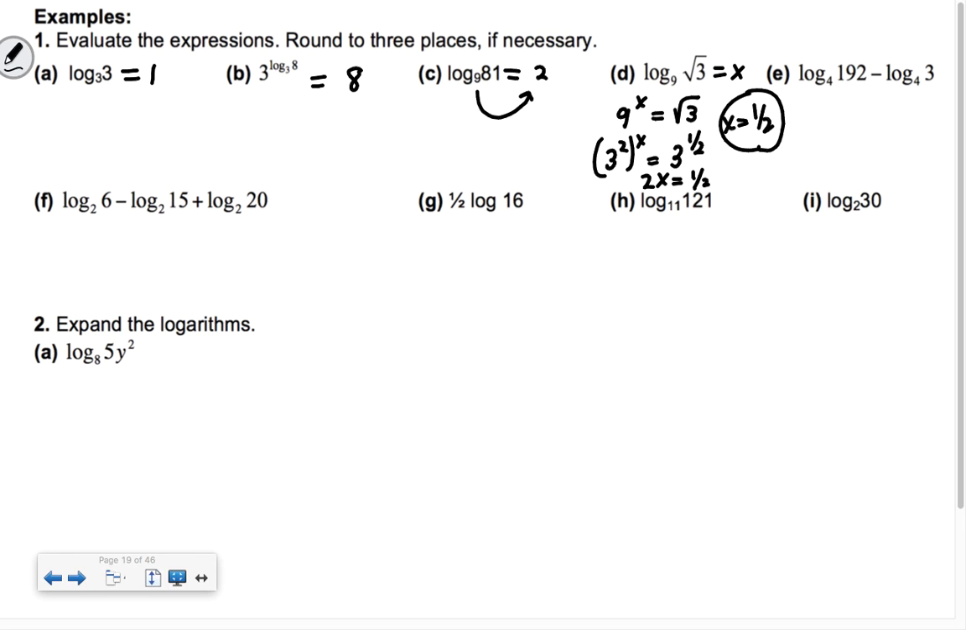All right, so if I have two logarithms with the same base and I have subtraction between them, how do I combine them? With division, right? So it's going to be log base 4 of 192 over 3. Do you guys know what that is? 64. So log base 4 of 64 is 3. Good.